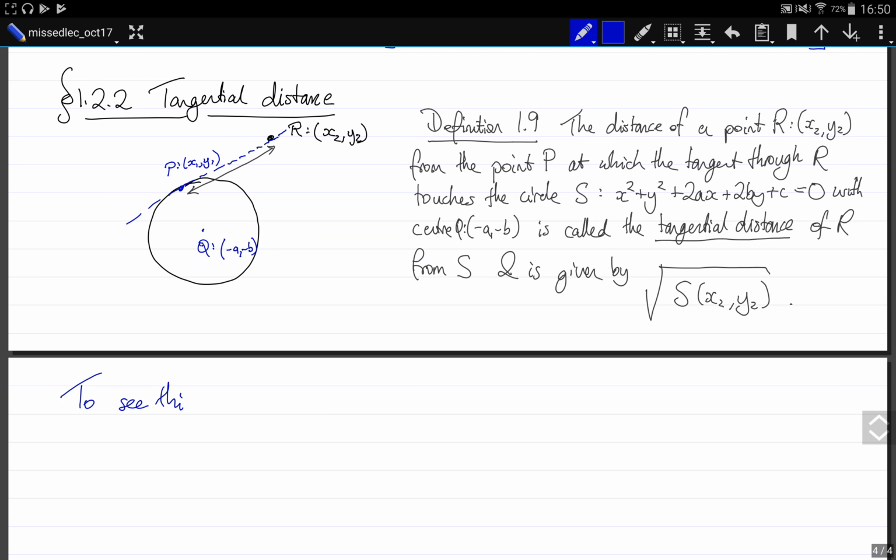This may not be immediately obvious, so let me show you the construction. And the idea is that we have a right-angled triangle with a right angle at P.